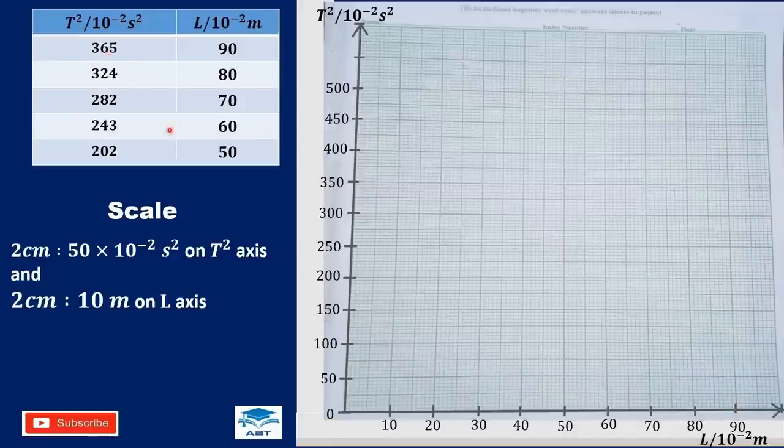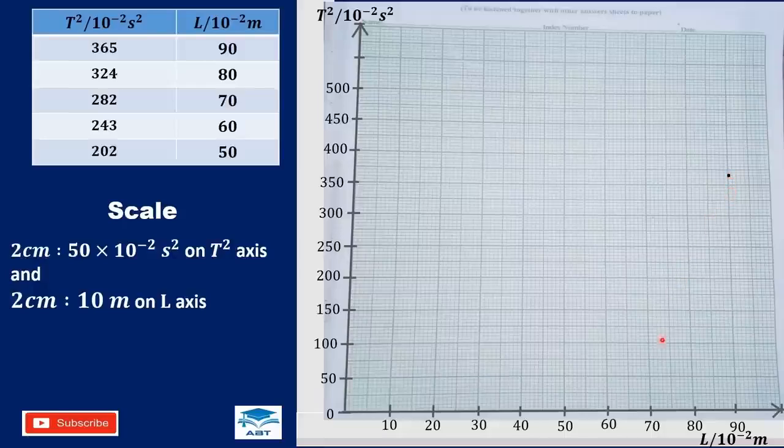Okay, so for the first point, we have 90 on the horizontal axis, 365 on the vertical axis. So we have 90 here. This is 350. One box is 5. So 355, 360, 365. That is 3 boxes.